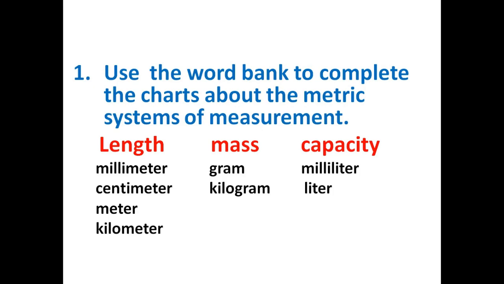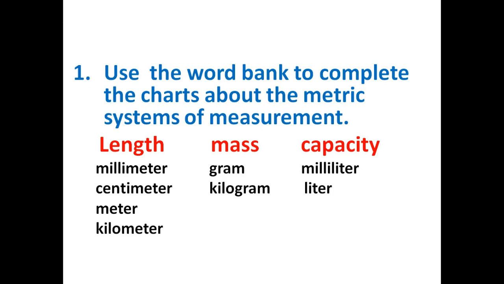Some units are given. We have to place them in 3 charts. One chart is about length, another chart is about mass, and the last chart is about capacity. Now we have some words given in our book: centimeter, gram, kilogram, kilometer, mass, milliliter, millimeter, meter, and the last one is liter.